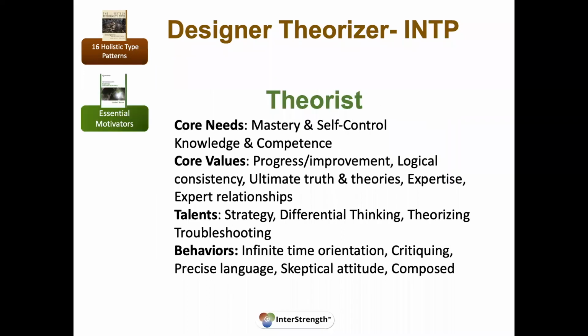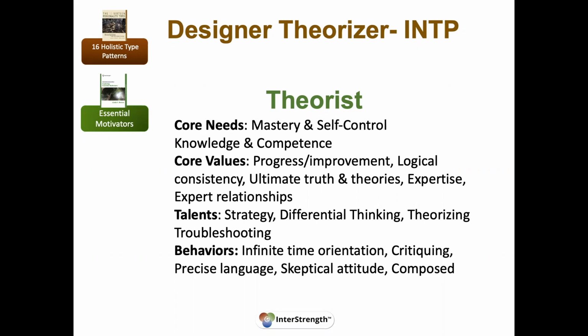So now let's take a look through the theorist lens, the essential motivator lens that tells us what the main drivers of this personality pattern are. Theorist, the core psychological needs are mastery and self-control, and knowledge and competence. Now, I don't know anyone who doesn't want to have at least some knowledge and be competent at something. But for the theorist, this is a core psychological need. If this need is not met, it can become extremely stressful.